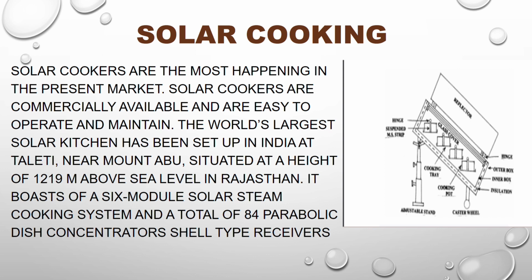The world's largest solar kitchen has been set up in India at Taleti near Mount Abu, situated at a height of 1219 meters above sea level in Rajasthan. It boasts of a 6-module solar steam cooking system and a total of 84 parabolic dish concentrators with shell-type receivers. So there is a figure of a solar cooker provided on the right hand side of the slide for your reference. You can have a look at it.